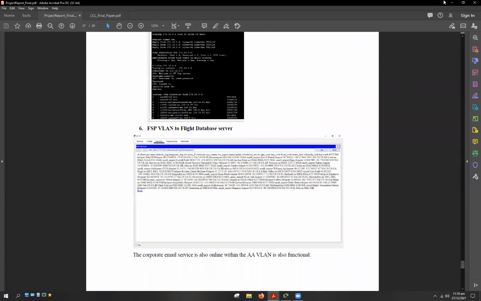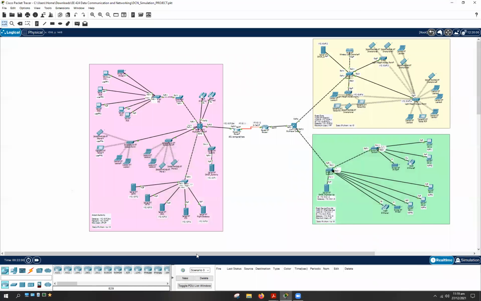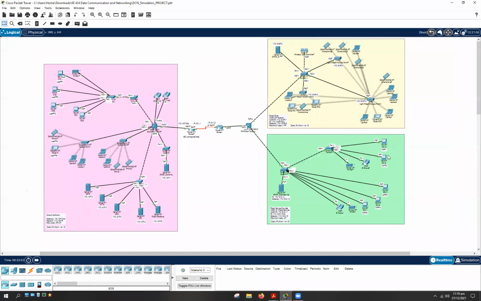Right, so now I will talk briefly about the simulation itself that we created. What you're seeing on the screen is basically the airport enterprise network that we designed, in which we constructed a total of three networks. The first one was the airport authority network, which had absolute control over all the networks, including the guest zone, which is the other network, and the flight service provider, which is another network. So there are a total of three networks, right?